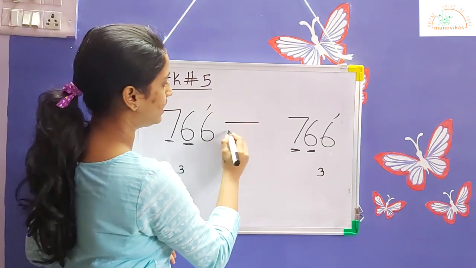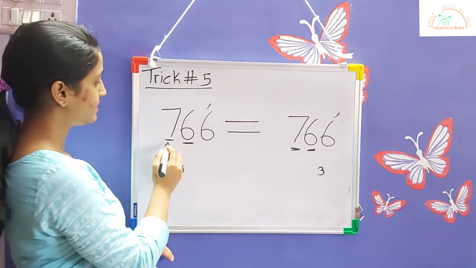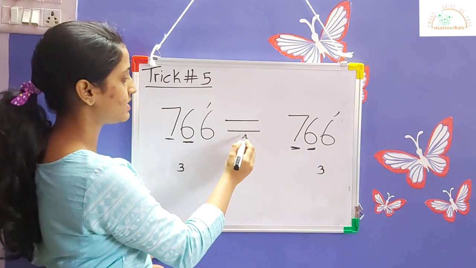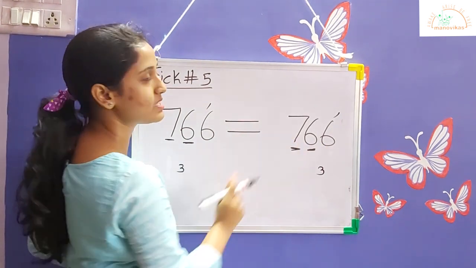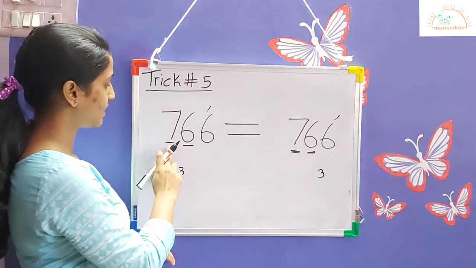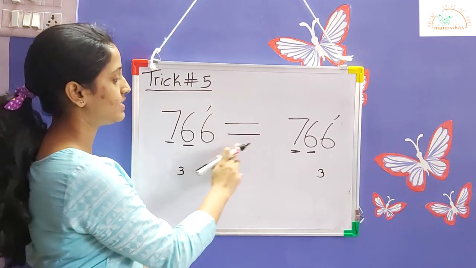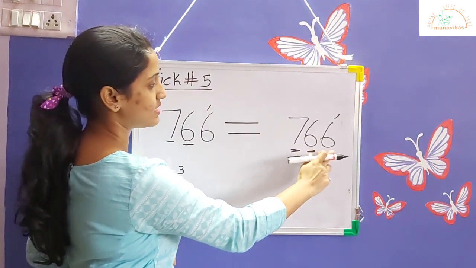So we use the equal to sign to say that 766 is equal to 766. I repeat, 766 is equal to 766.